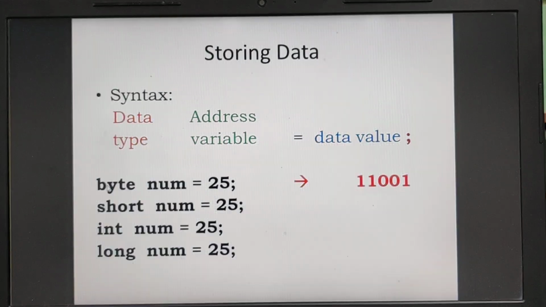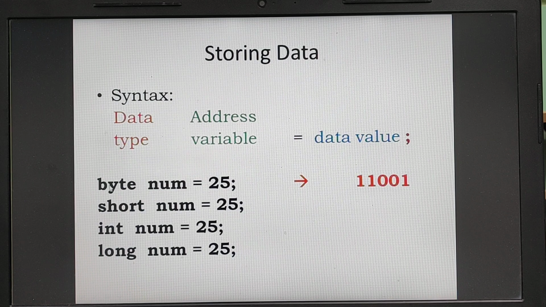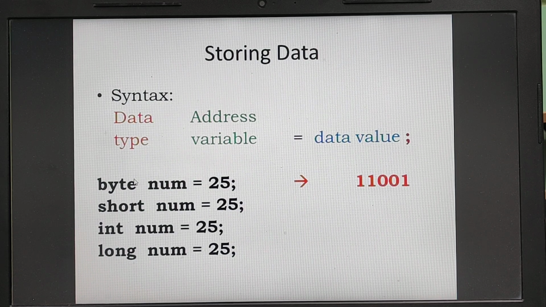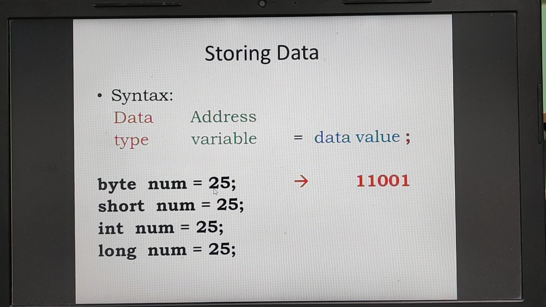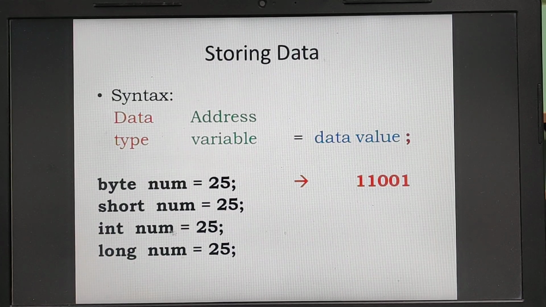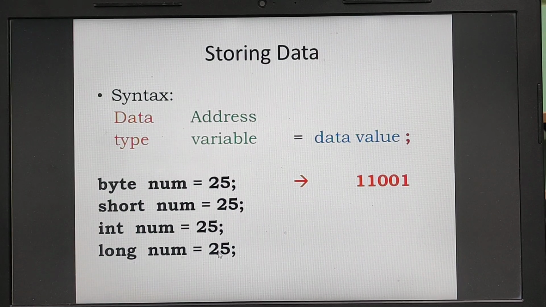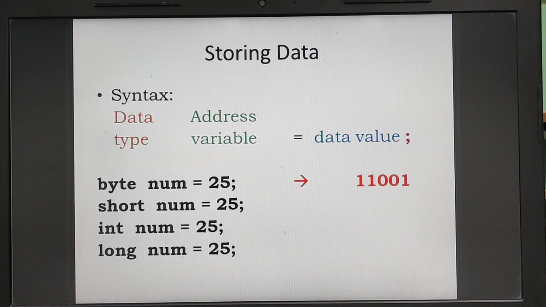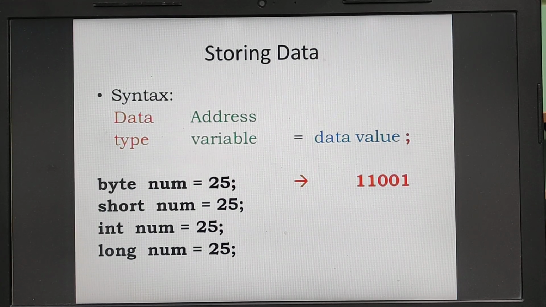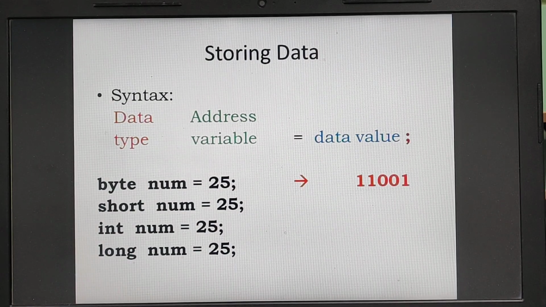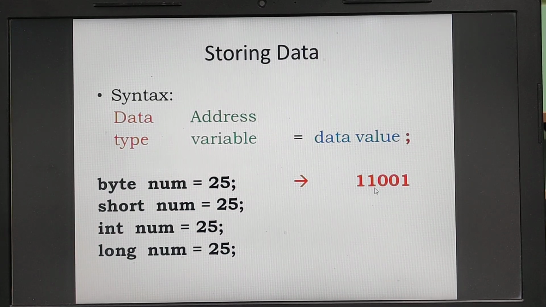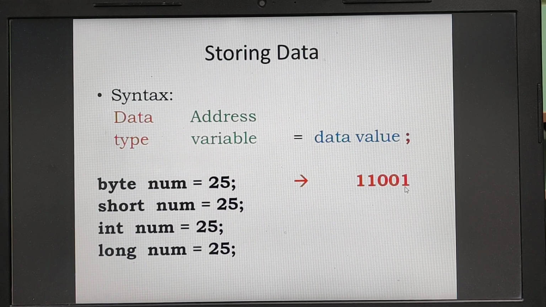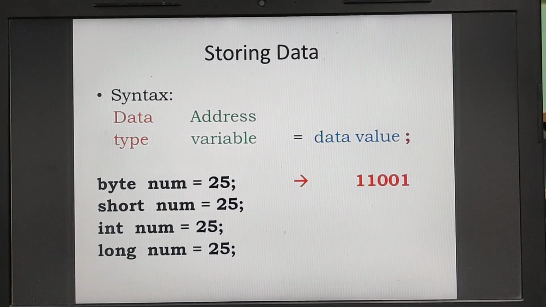Assuming that I am storing a byte integer, I can write byte num, where byte is your data type, num is your address, equal to 25 and a semicolon. I can write byte also, I can write short also, I can write int also, I can write long also. Now if all of them can store 25, then what's the difference that we need to know? Assuming 25 in the decimal number system that we follow, in binary 25 is 11001. We know that the computer will store everything inside the memory in the form of ones and zeros. So how will this work?